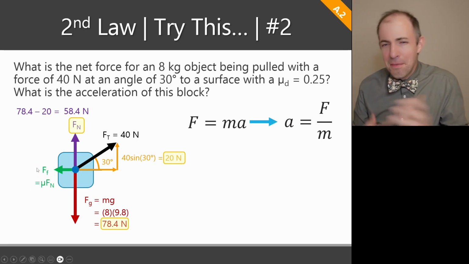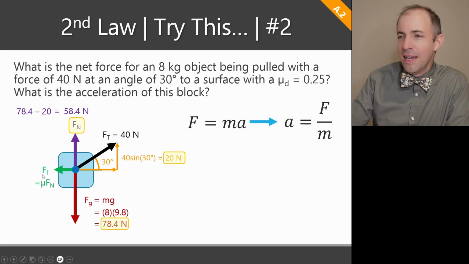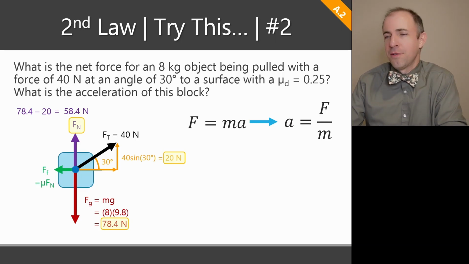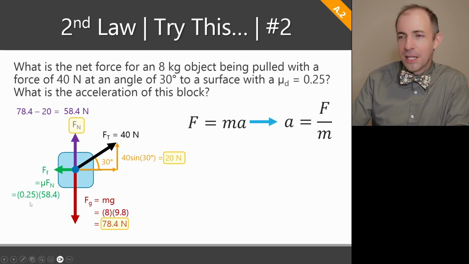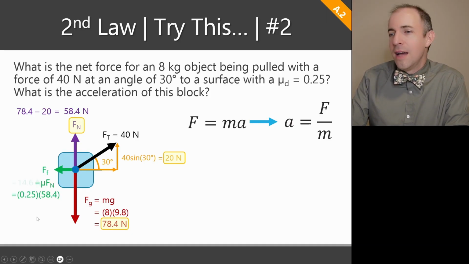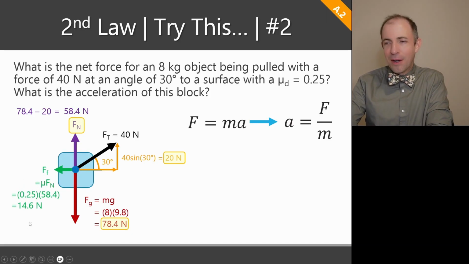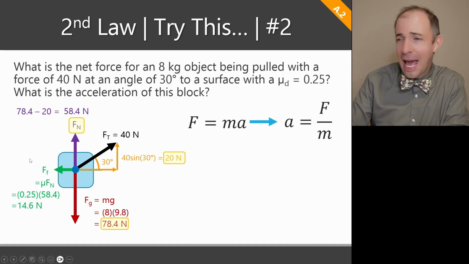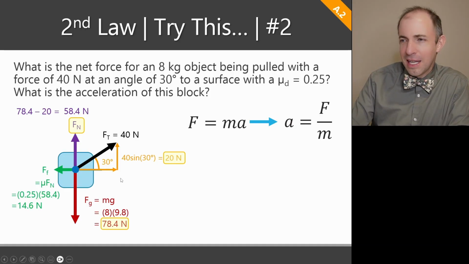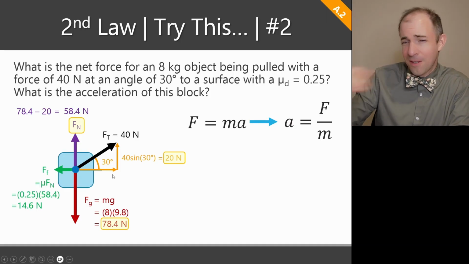Get my last unmarked force here. Ff we know is equal to mu times Fn. That's my equation for force of friction. Mu is 0.25, and Fn we actually just calculated is 58.4. I can solve for that. That's 14.6. Now I'm close. I have almost all the forces that are factored in here. This Ff is perfectly opposite Ft in the horizontal direction.